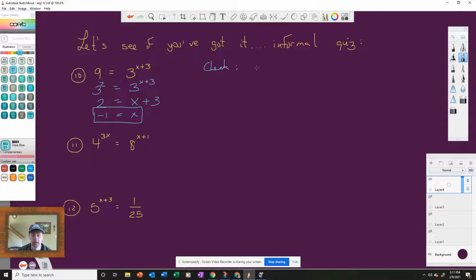The check is very nice and easy on this one because you get 3 to the negative 1 plus 3. Negative 1 plus 3 is 2. Is it true that 3 squared equals 9? Of course it is.